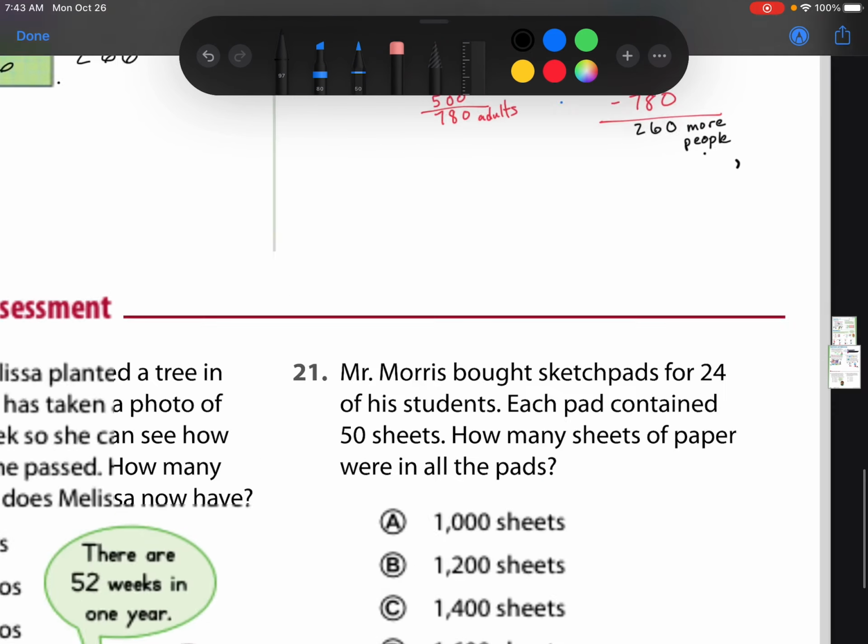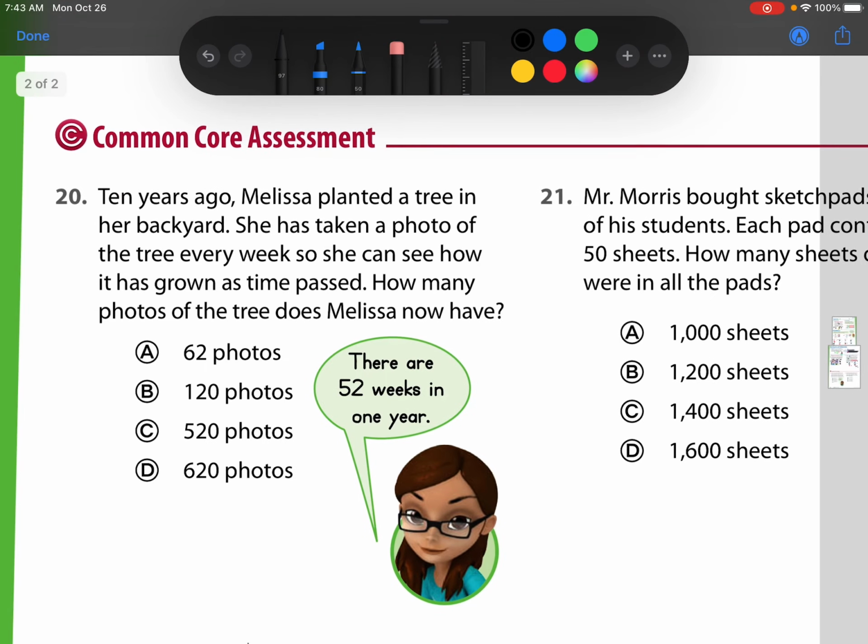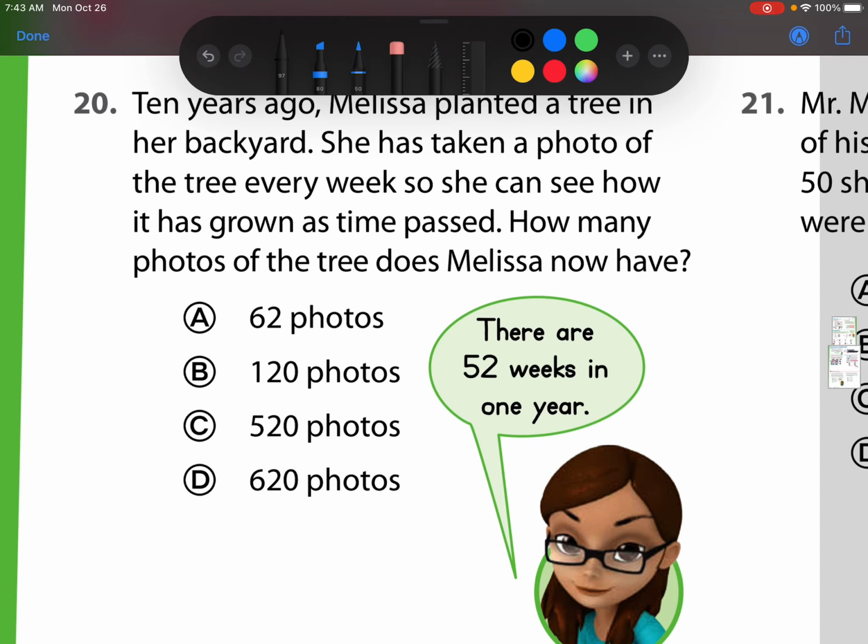Okay, we have just our Common Core assessment, these bottom ones, which will be like on our SBAC test. 10 years ago, Melissa planted a tree in her backyard. She had taken a photo of the tree every week so she can see how it has grown as time passed. How many photos of the tree does Melissa have? Well, there's 52 weeks in a year, and it says 10 years ago. So what is that? Well, that's 52 times 10.